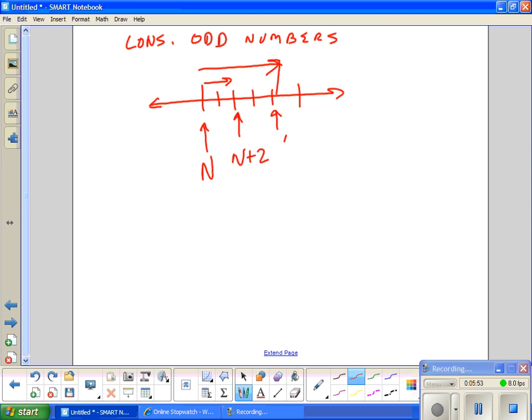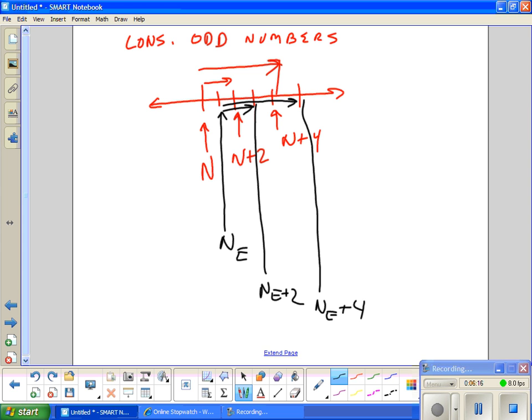What would it be for evens? Okay, let's do evens. Everybody, you guys agree this would be n, an even number? Because the next one has to be even, it would still be n plus 2 for the next one, and then n plus 4. It's still n plus 4.